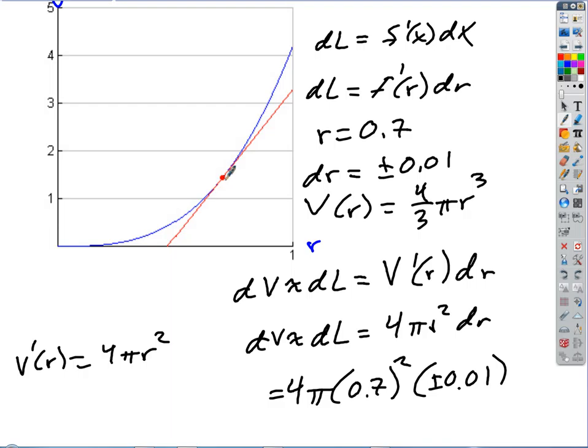The change in volume is the amount that the actual blue. I gotcha. Oh, I didn't realize there was a similarity sign. Oh, there you go. Gotcha.